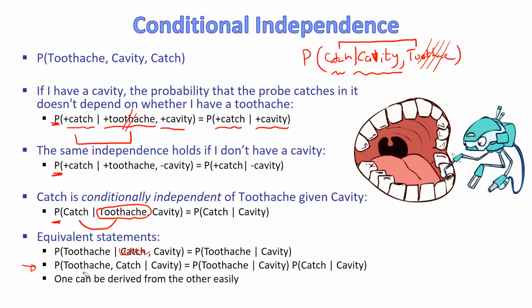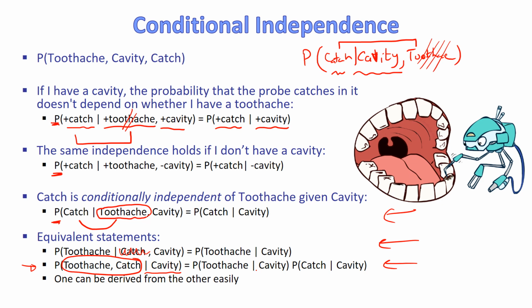Okay, so now probability of these two given cavity is equal to probability of the first given cavity times probability of the second given cavity. If that's the case, then toothache and catch are conditionally independent given cavity. All of these three forms are equivalent, and you can get one from the other easily using the product rule or the chain rule.